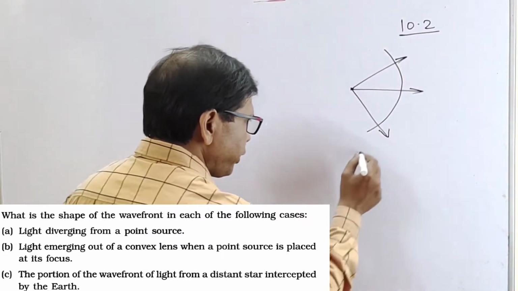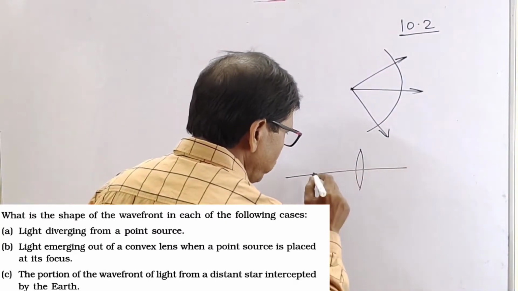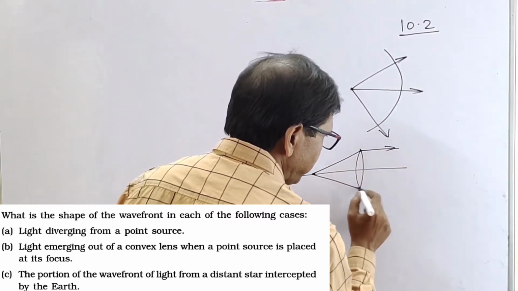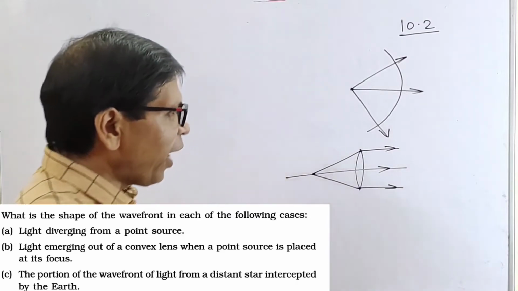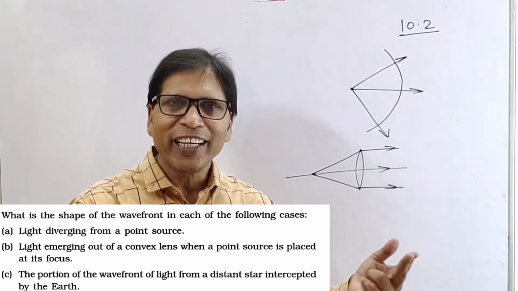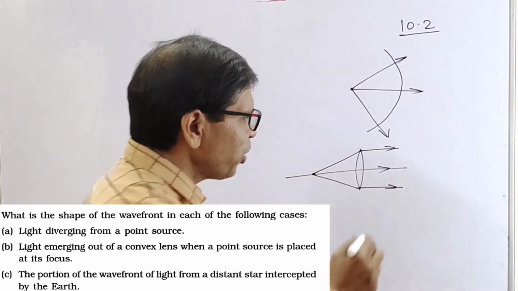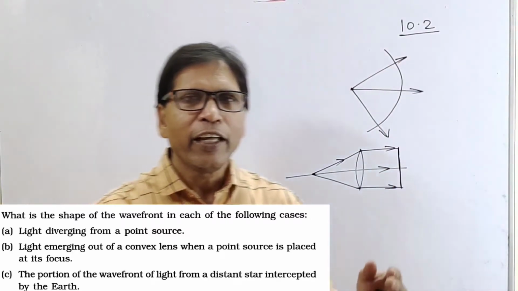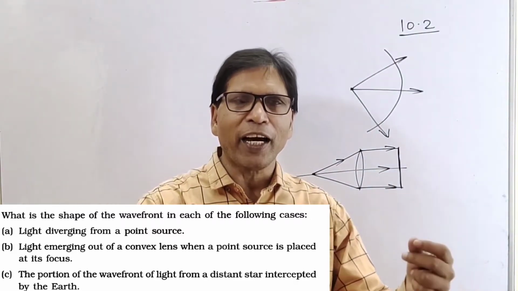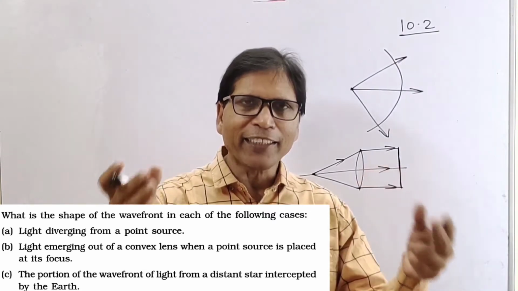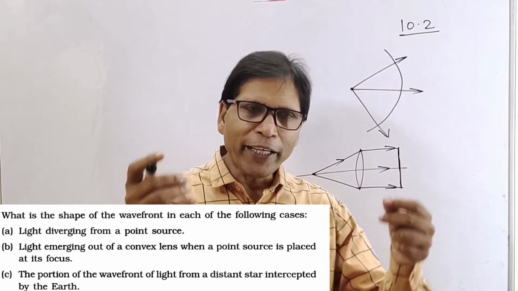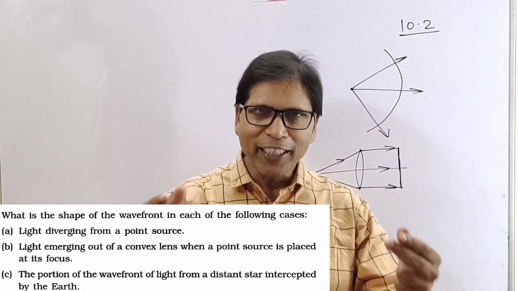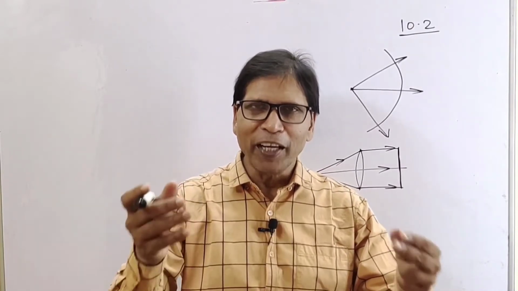Now look at this, this is a convex lens. A point source is placed at the focus of the lens. So after refraction, the rays become parallel. Parallel rays form a plane wavefront. So the nature of the wavefront becomes plane. Now next, see the portion of wavefront coming from a star intercepted by the earth. Stars are heavenly bodies, so they are at infinite distance from the earth. The small portion of this wavefront appears like a plane, so it forms a plane wavefront.